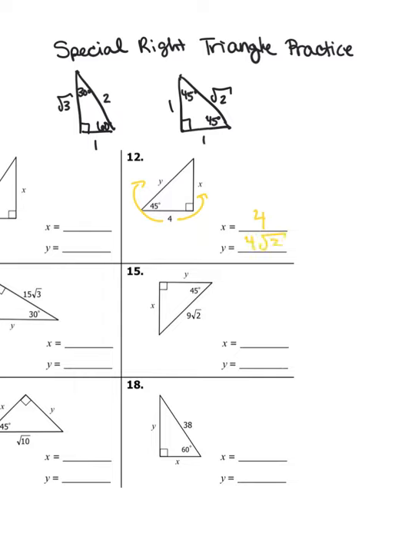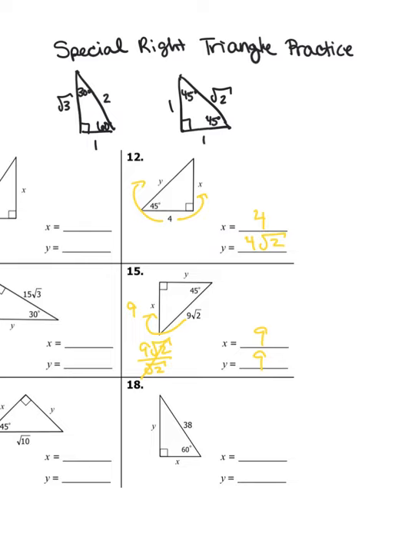Number 15 is also a 45, 45, 90. To go from my hypotenuse to my leg, I divide by the square root of 2. So 9 square roots of 2 divided by the square root of 2. My square roots of 2's cancel out, so I'm left with 9. So both of these are 9.